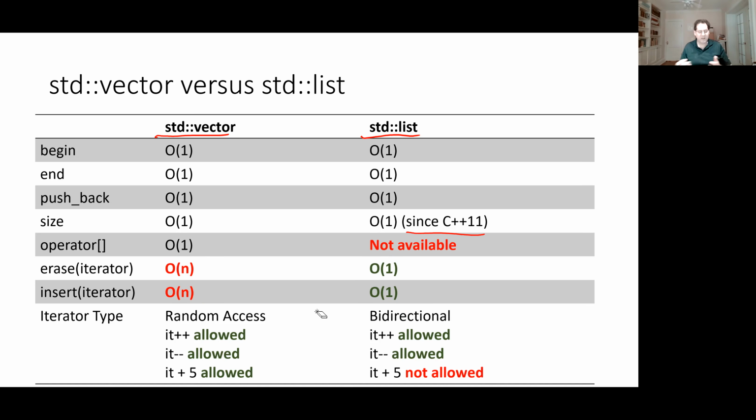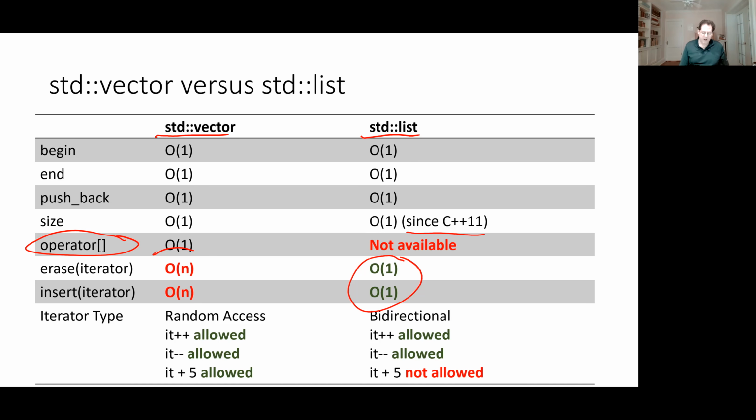So each of these has a reason to exist. If you need random access, if that's useful in your program, you should be using a vector. If you need to be erasing and inserting at arbitrary points, then you should be using a list because it's going to be much faster.